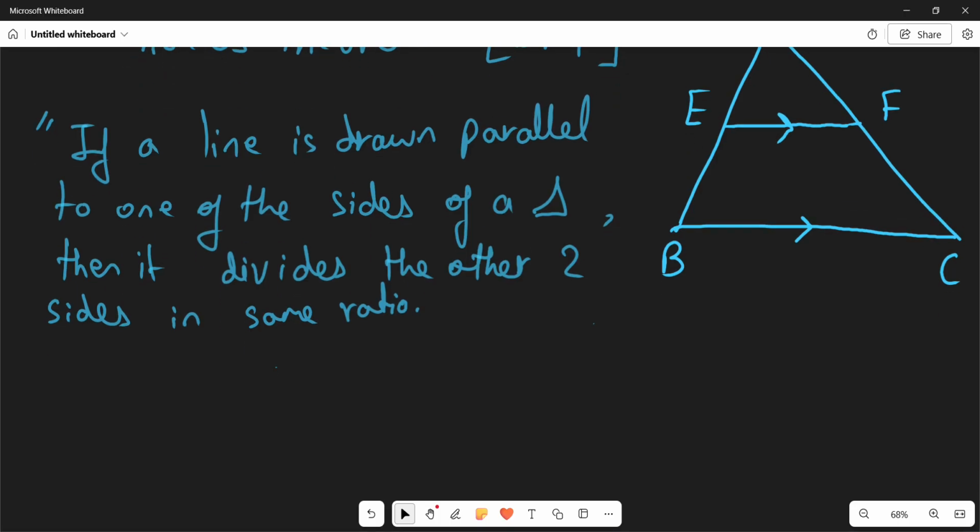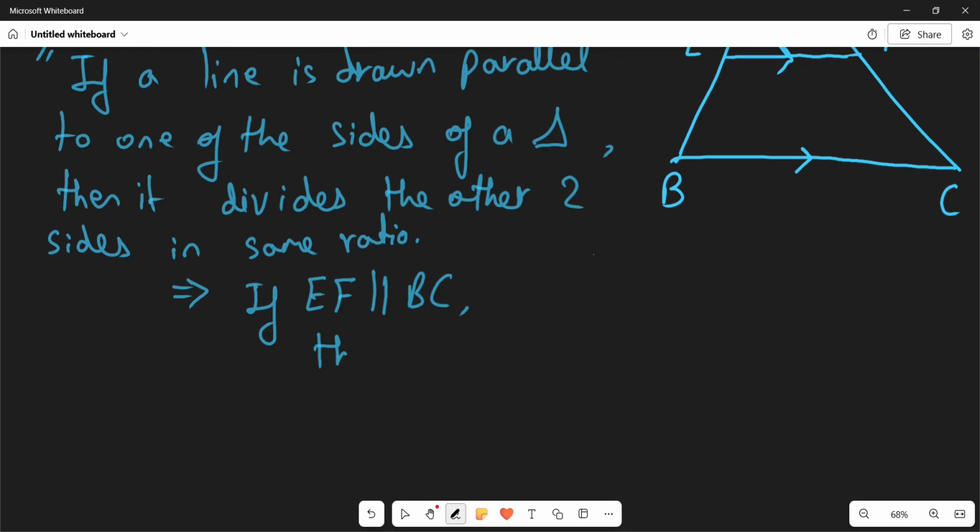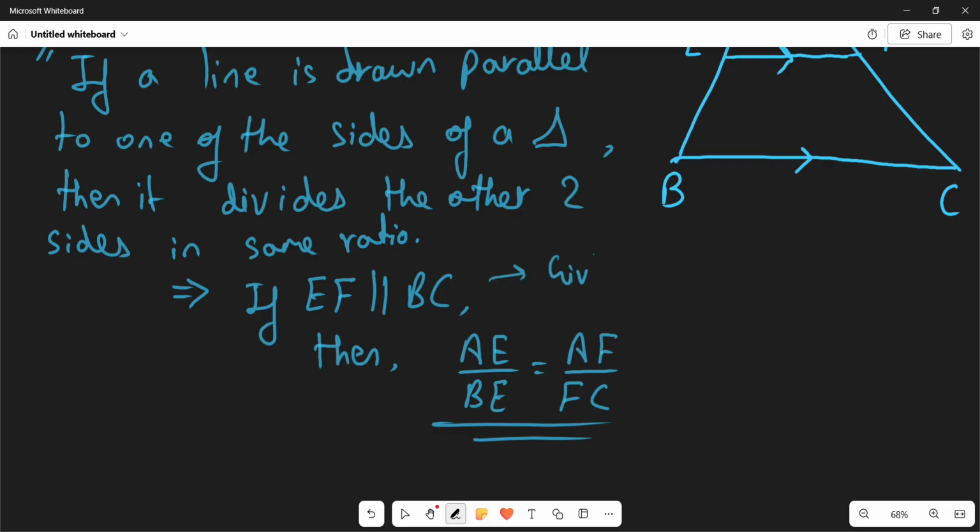So if EF is parallel to BC, then we will have that AE upon BE equals AF upon FC. This is the result for BPT. So this is the basic proportionality theorem and this is the result for BPT. This is the given part in BPT and this is what we need to prove. Okay, so let's get started with the proof of BPT.